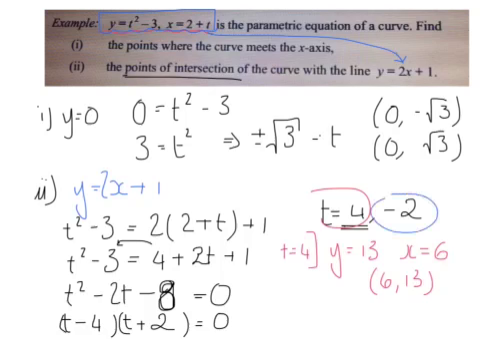And then this t is minus 2 produces, well, y is minus 2 squared, which is 4 minus 3, which is 1. And x is 2 plus t, so 2 minus 2, which is 0. So the other point of intersection is (0, 1).